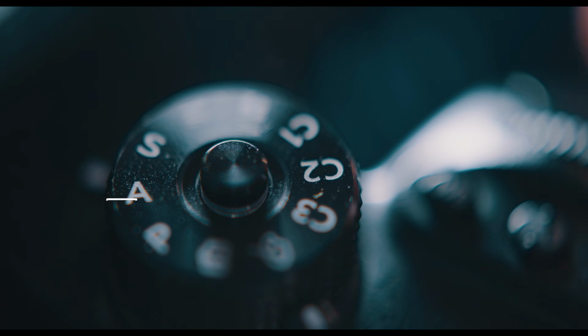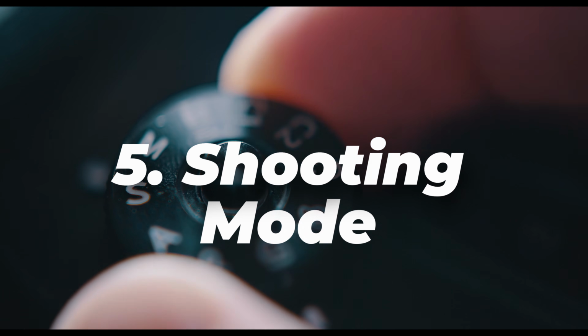The fifth point to take into consideration is the shooting mode that you are currently using on your camera. In manual mode, you have full control over the aperture setting, and that is the best mode to control all three elements of the exposure triangle.